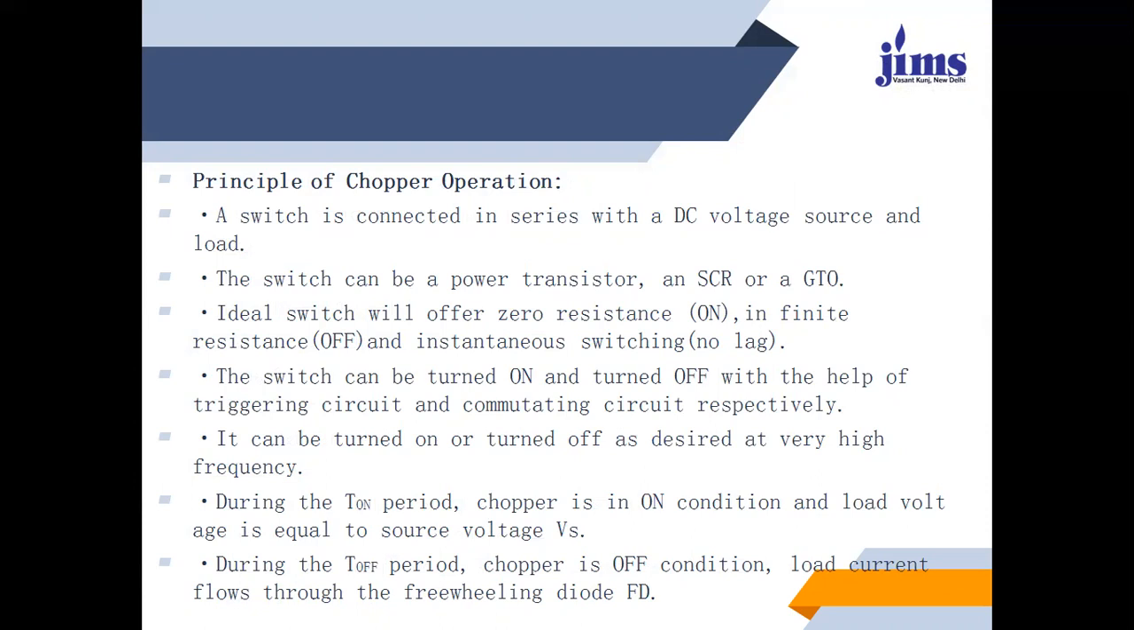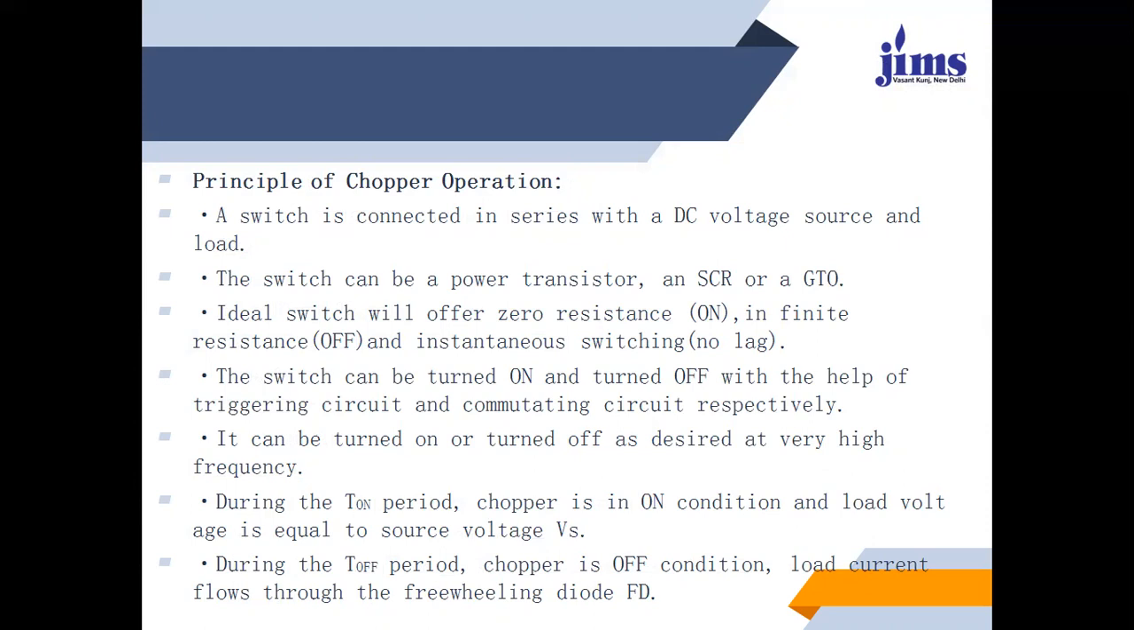The objective is that turn on and turn off are performed because the supply is a DC one. So the input is DC and we require a fixed output at the output side. For that we require the firing circuit and the commutating circuit. It can be turned on or off as desired at very high frequency.